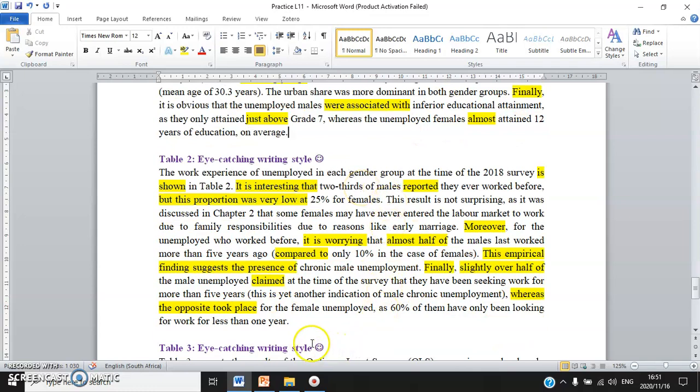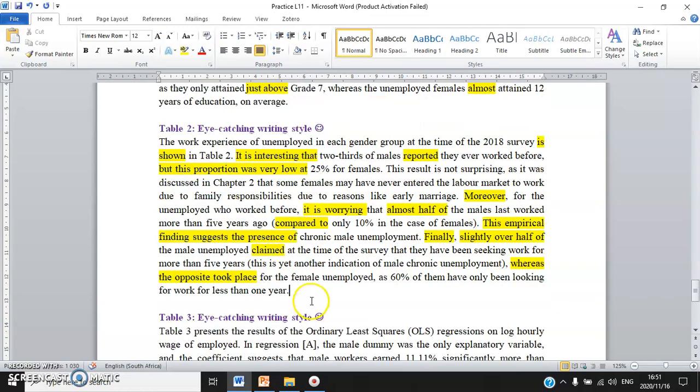And then we move on to table 2, the eye-catching writing style. So let's look at my proposed answer. And again, I have been saying my writing is not particularly good. You definitely can improve further. So let's look at the answer.